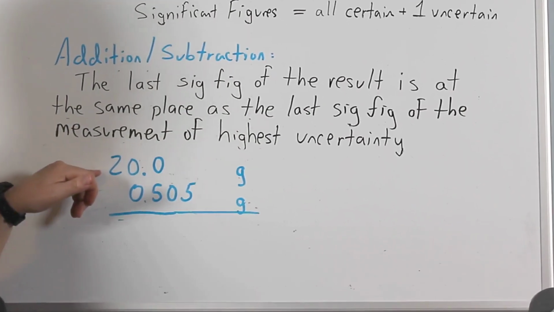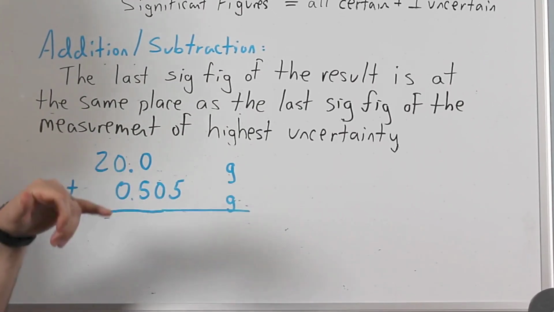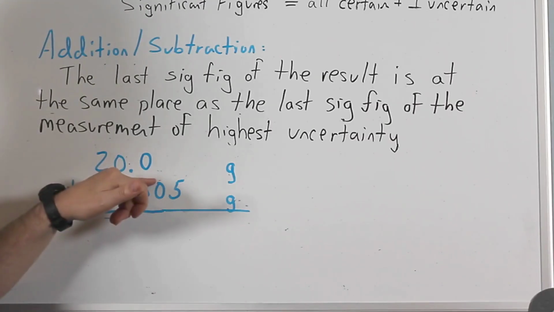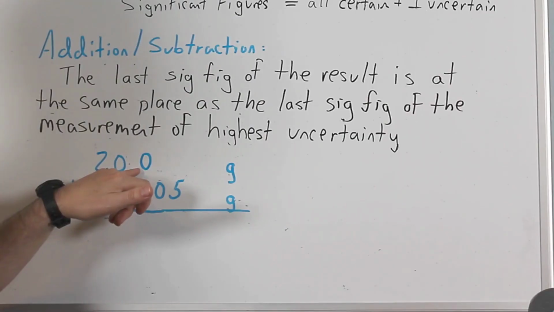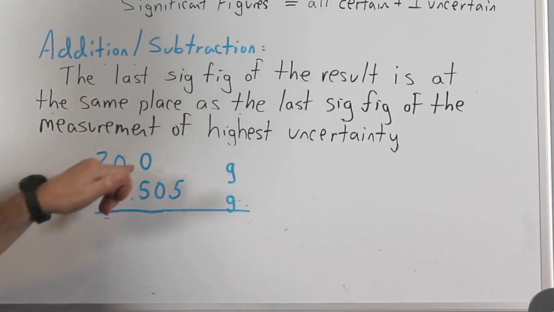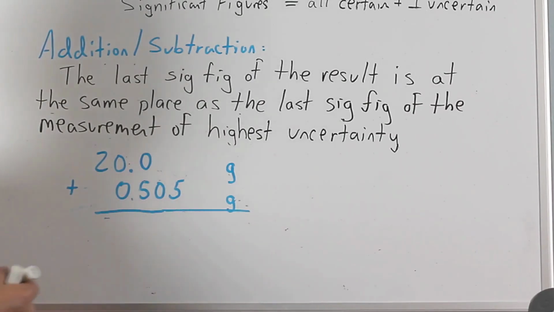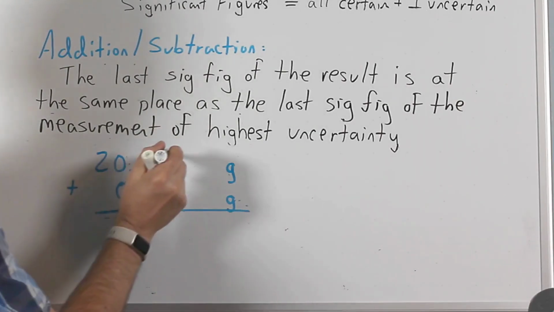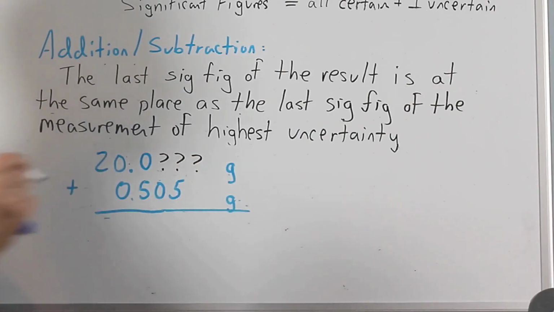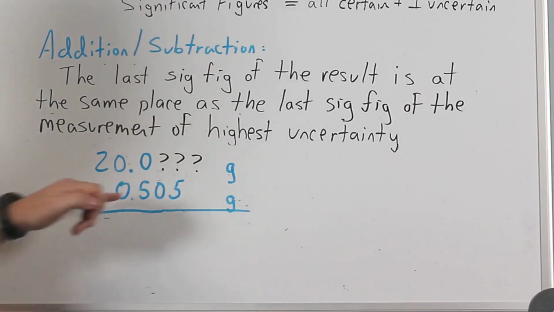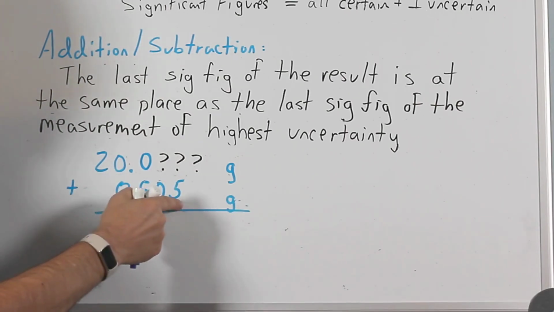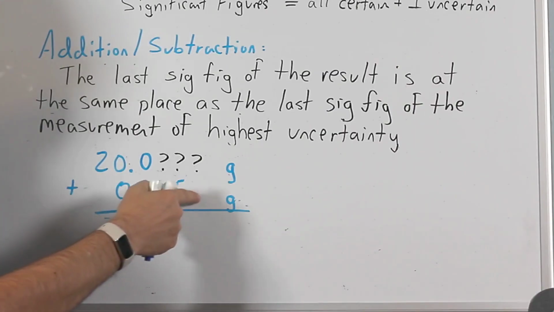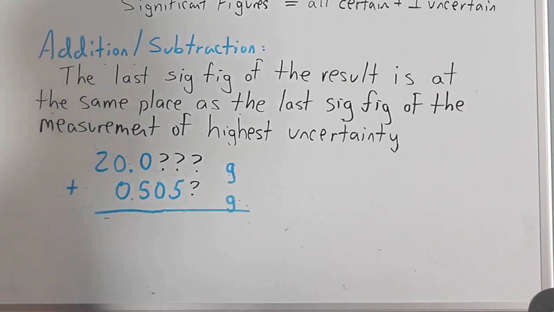This is example A from earlier, 20.0 grams plus 0.505 grams. We have three significant figures. This digit, the 0 in the tenths place, is our last significant figure. It's our first uncertain digit. If this is our guessed-at digit, it means we have no idea what's in the hundredths place. Likewise, we have no idea what's in the thousandths place, and no idea what's in even the 10,000ths place. Likewise, 0.505 grams means I'm confident it's 0.50 something. I'm guessing here in the thousandths place, which means I have no idea what's in the 10,000ths place.